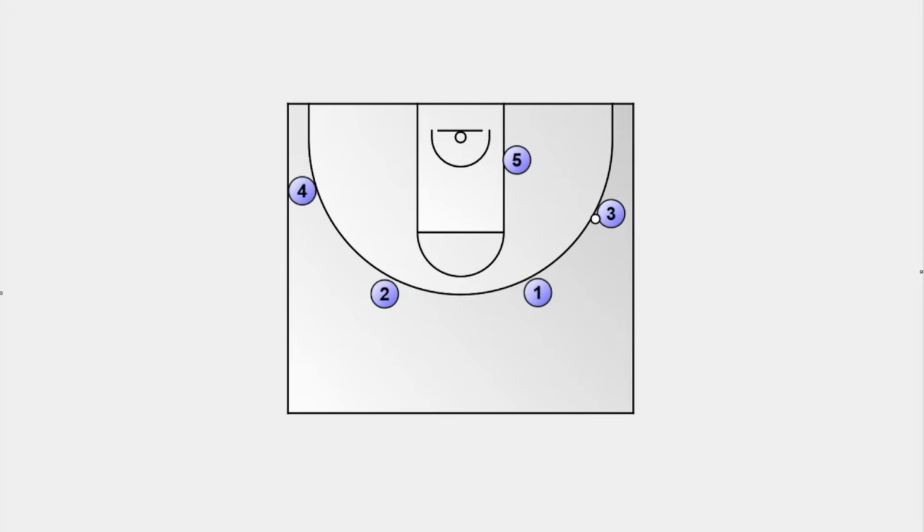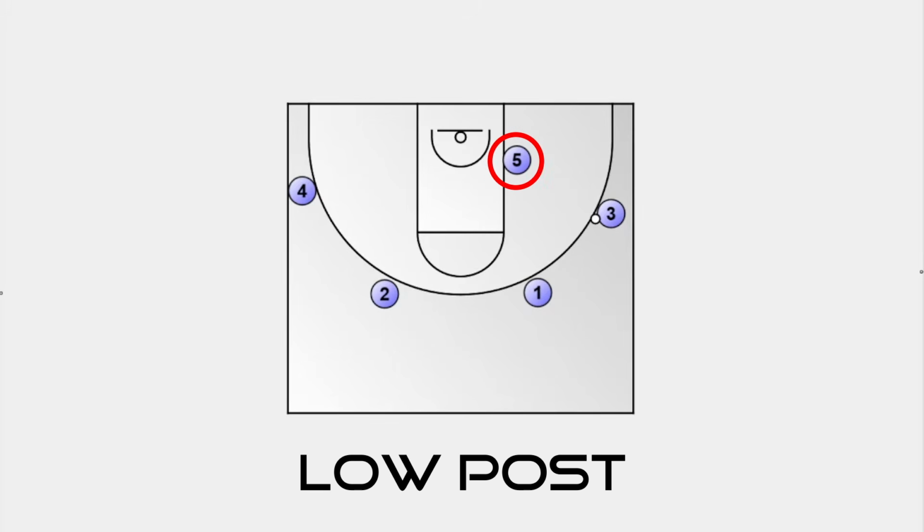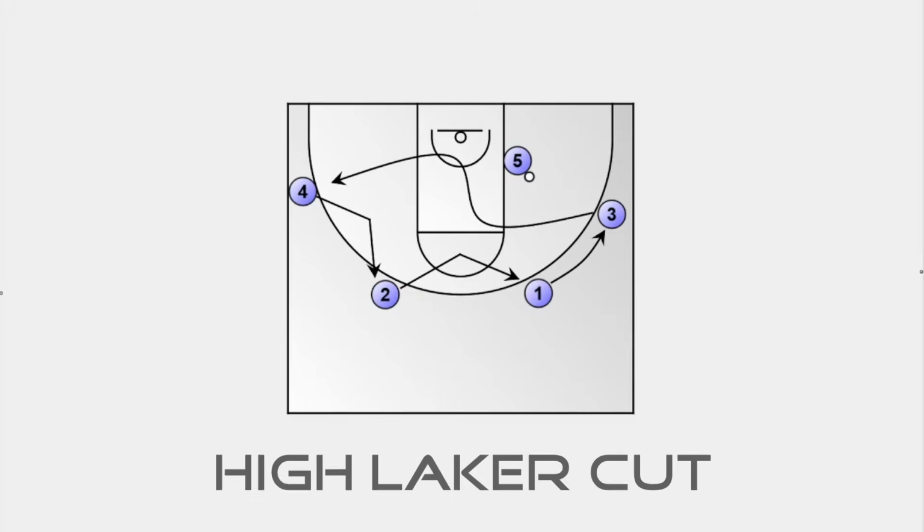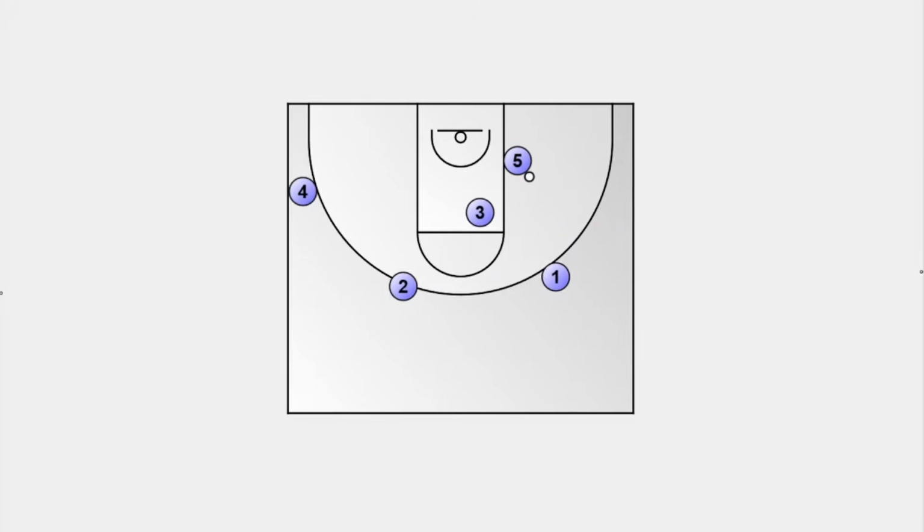In layer 2 of the Read and React offense, we focus on utilizing the low post to create scoring opportunities. When the ball is passed to the low post, the passer's action remains consistent with layer 1. They cut to the basket. At this point, the passer has 2 choices: executing a low Laker cut or a high Laker cut. It's essential to instruct cutters to be mindful of their positioning, ensuring they create space for the post player to operate effectively.